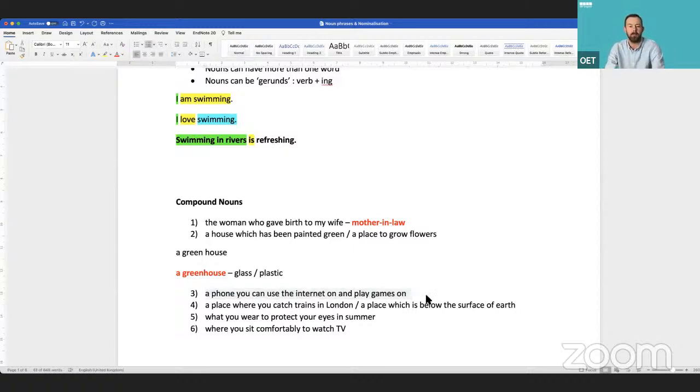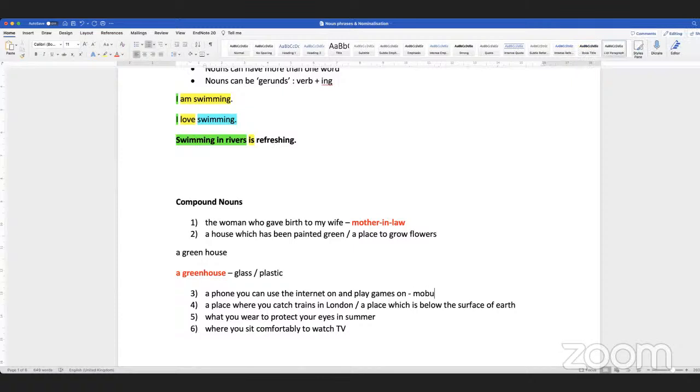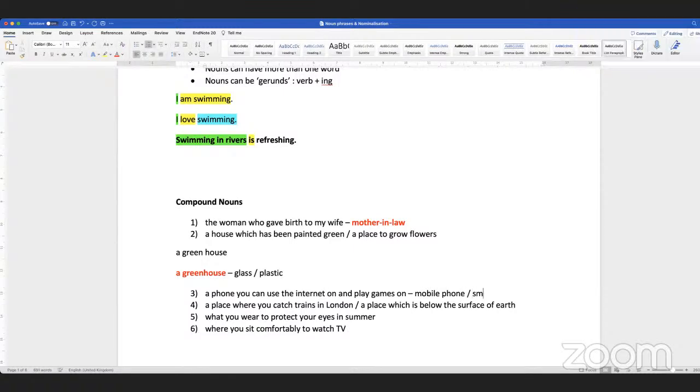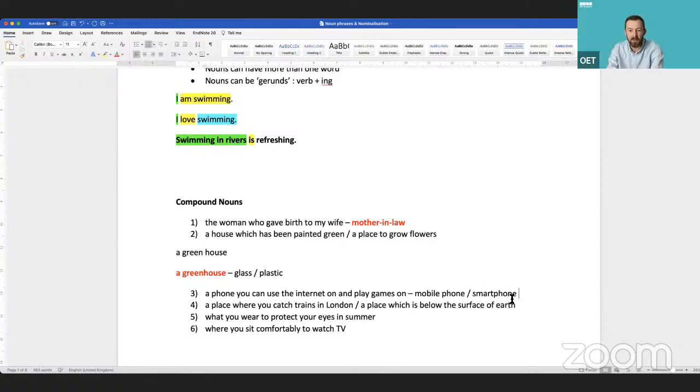Does anyone know number 3? Mobile. Smartphone. Well, mobile phone is probably one, but I was thinking smartphone. Now look at this, guys. Smartphone. Why is it that mobile phone and smartphone are different? They're both compound nouns, but one of them is with a gap and the other one isn't. I don't know why. It's just how it is.